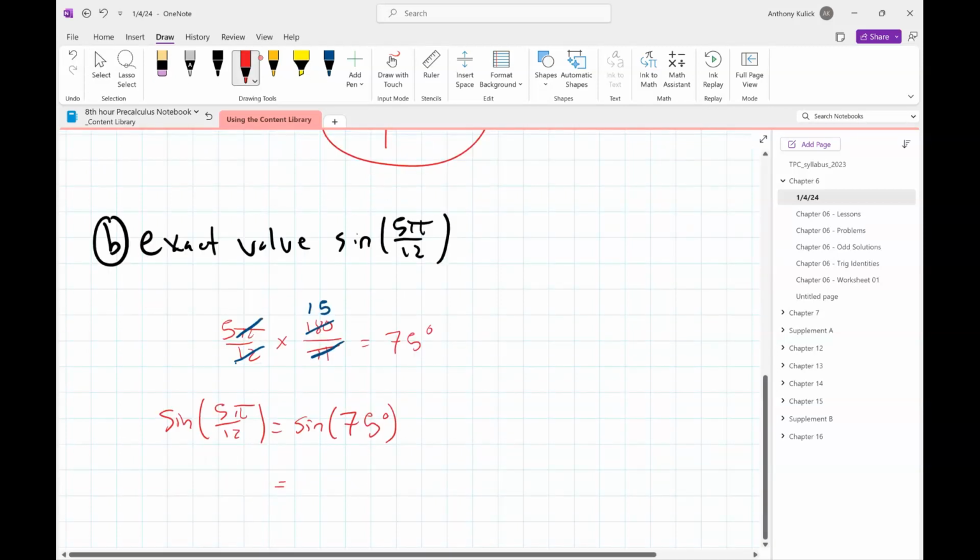Let's try doing this as a subtraction problem this time instead of an addition, since we just did 30 plus 45 for the previous one. What two unit circle angles can I subtract to get 75? There's more than one correct answer. Look at your unit circle. Look at the angles that are available to you. Find two angles that when we subtract them give you 75 degrees.